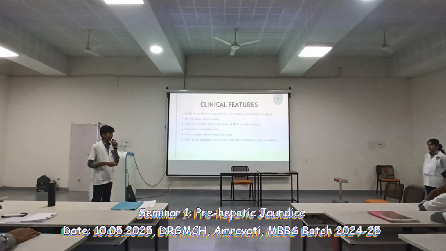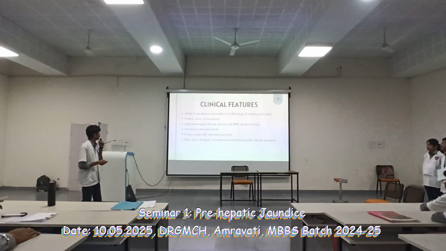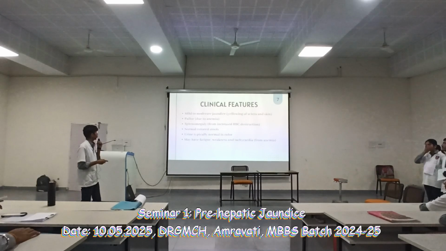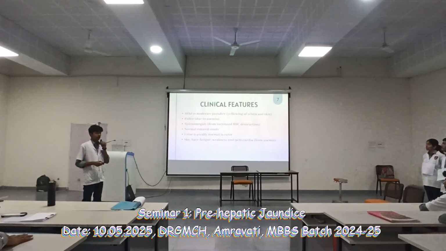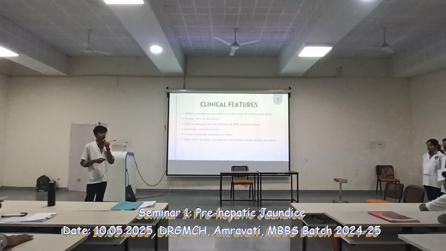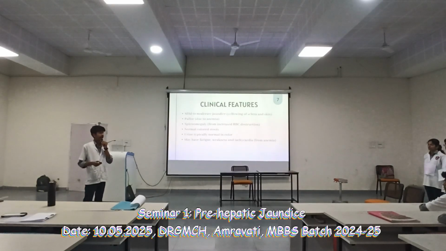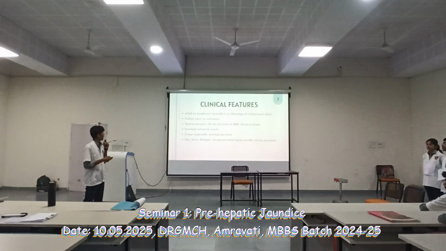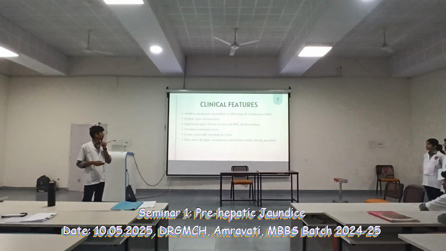Now let's see the clinical features. The clinical features include mild to moderate jaundice, which results in yellowing of sclera and skin, as unconjugated bilirubin is insoluble in water and soluble in fat, as a result of which it gets deposited in sclera and skin. Then there is pallor due to anemia. Then there is splenomegaly, that is, enlargement of spleen, as spleen has to overwork, and as a result there is enlargement of spleen.